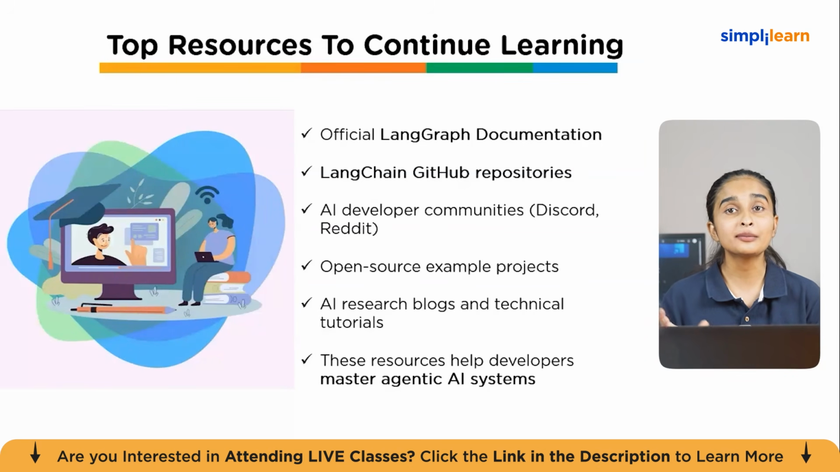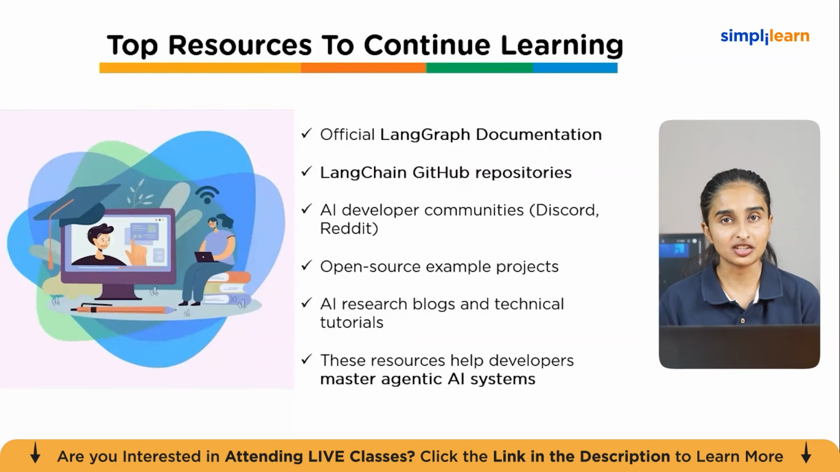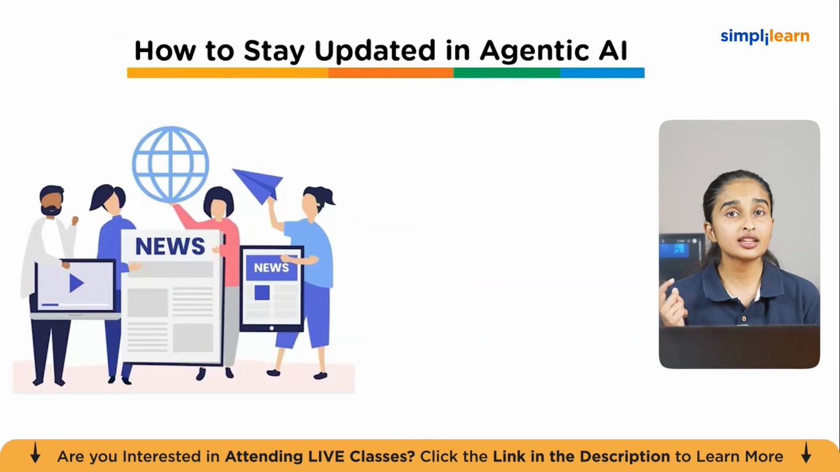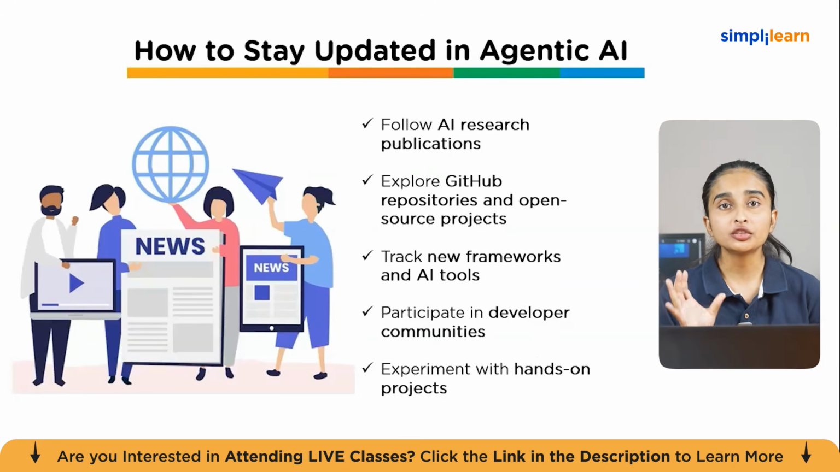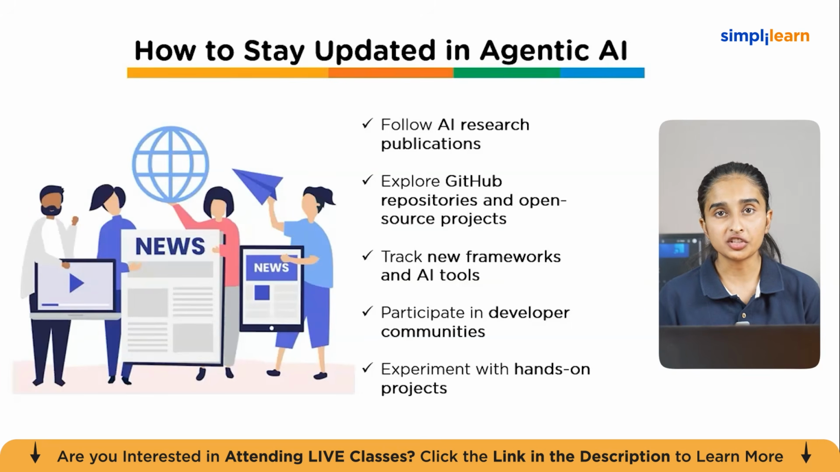Together, these resources help developers master agentic AI systems step by step. The key is to not depend on just one source. Learning becomes stronger when you combine documentation, examples, communities, and hands-on exploration. So now that we have seen useful resources, we shall move on to how to stay updated in the fast-changing space. Now we shall move on to staying updated because this is an area that changes quickly. One useful habit is to follow research publications so that you can understand the field which is moving. Another is to explore GitHub repositories and open source projects because many practical ideas appear there first.